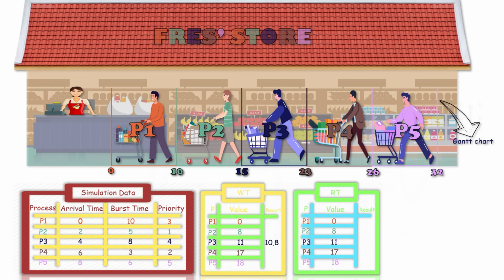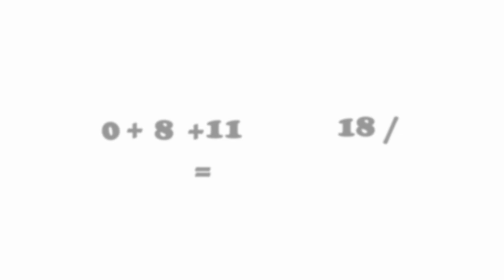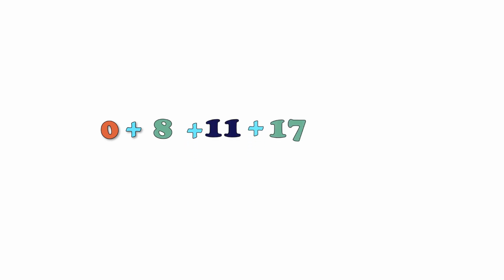Put the result in the data, and let's find the average response time. Process 1 value is 0, plus process 2 value is 8, plus process 3 value is 11, plus process 4 value is 17, plus process 5 value is 18. Divided by 5, and the result is 10.8.